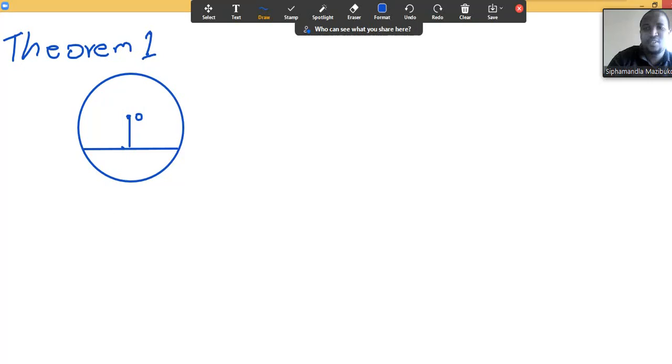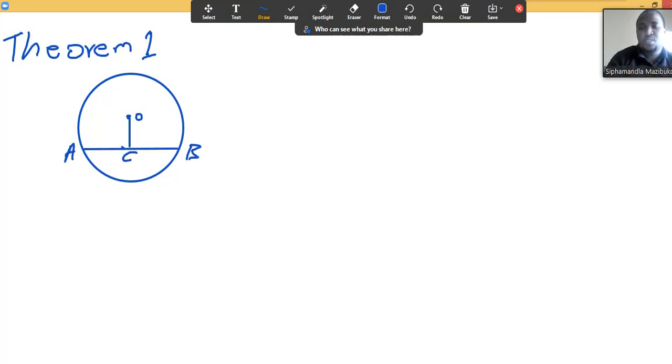Hi guys, today we're looking at Euclidean geometry. So we're looking at our theorems. Let's start with our first theorem. Let's say we're looking at a circle with A, B, C.